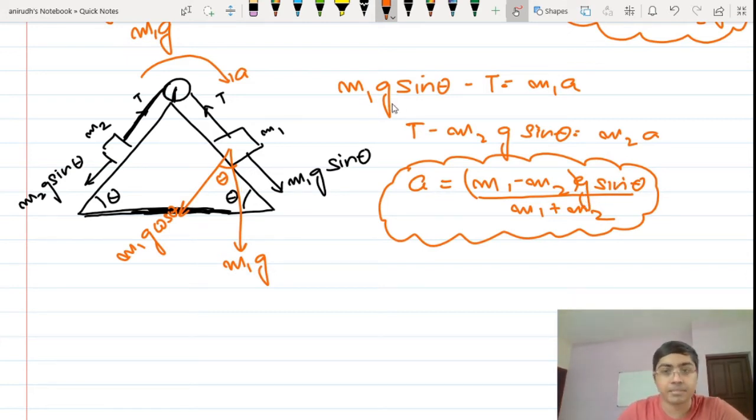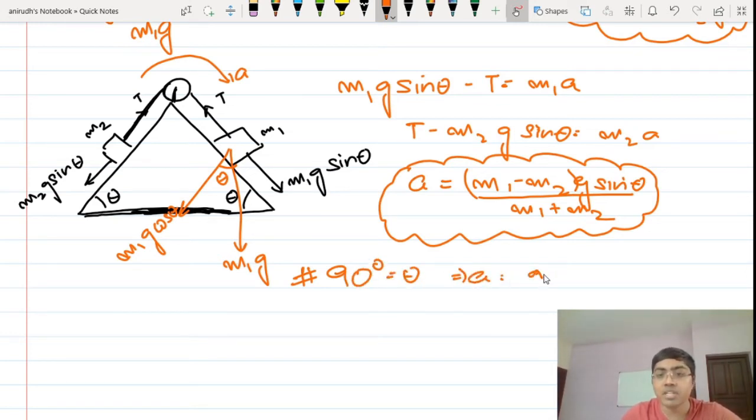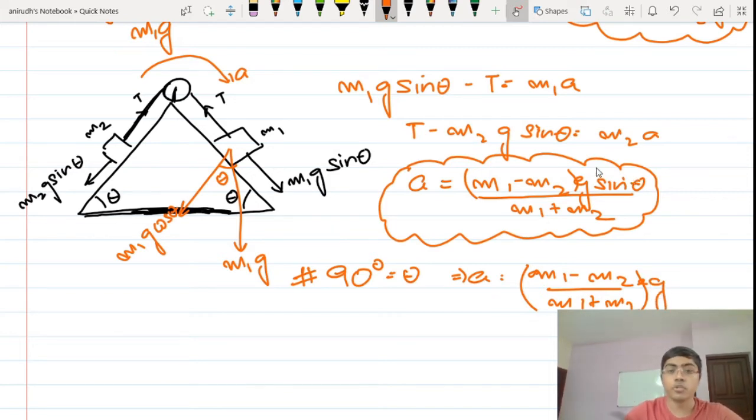Now let me tell you something. Just assume that theta is equal to 90 degrees. If I am going for a discussion of theta equal to 90 degrees, then a is equal to (m1 minus m2) divided by (m1 plus m2) into g, right? And sin theta will be equal to 1. So what has happened over here? If theta is equal to 90 degrees, then this is how it looks.